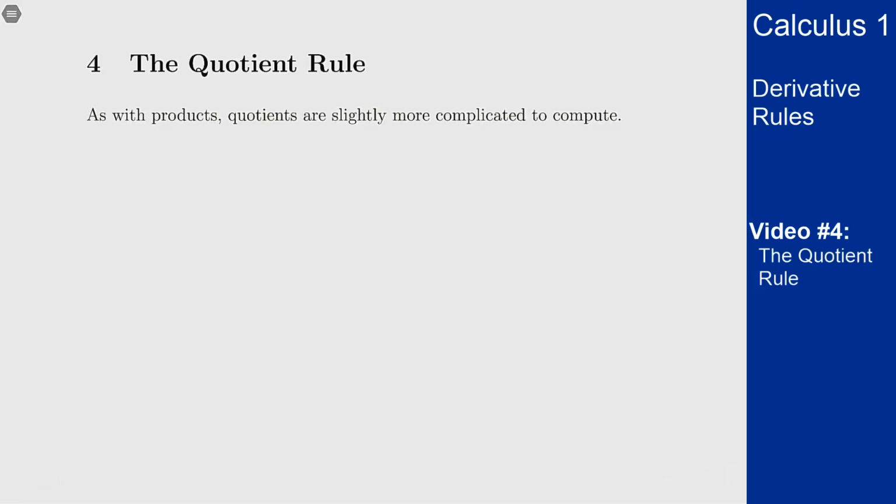In this video, we'll talk about the quotient rule for finding the derivative of the quotient of two functions. As with products, quotients also don't work super nicely. So I've got the function x cubed again.